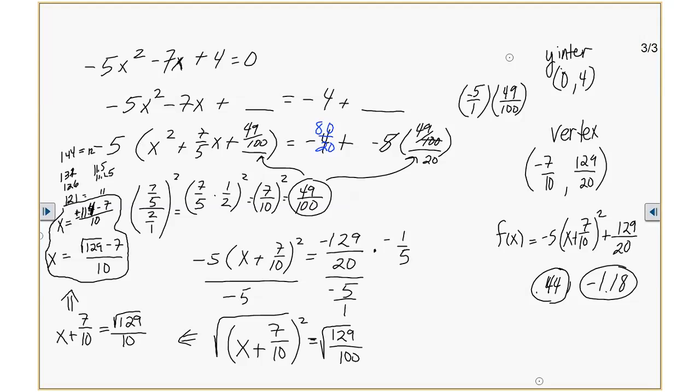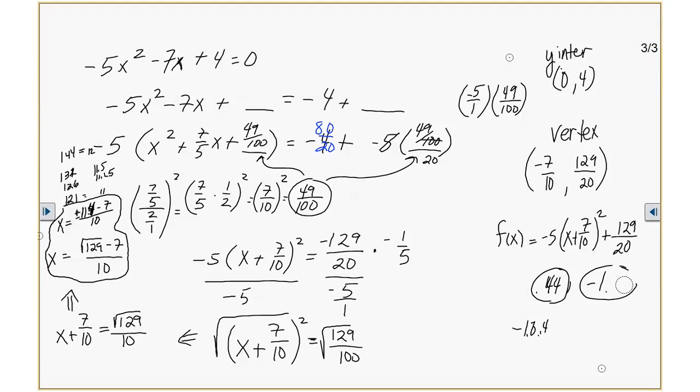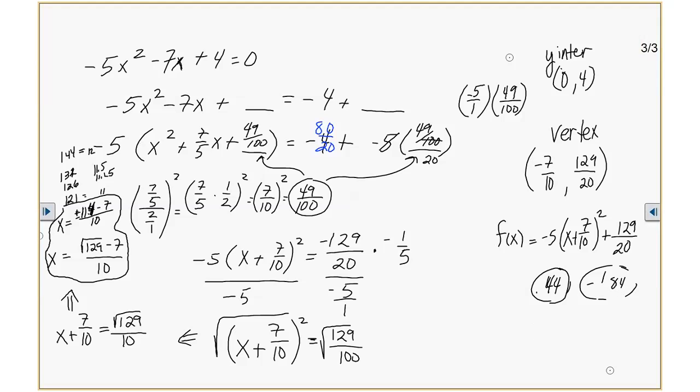And negative 18.4. Negative 18.4 divided by 10 is 1.84. All right, sketch it. 0.44 here. Negative 1.84.